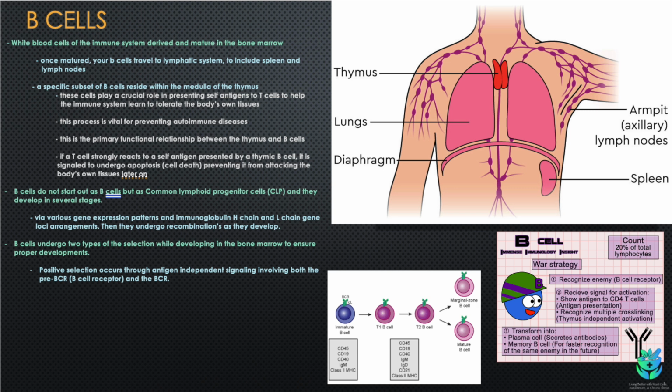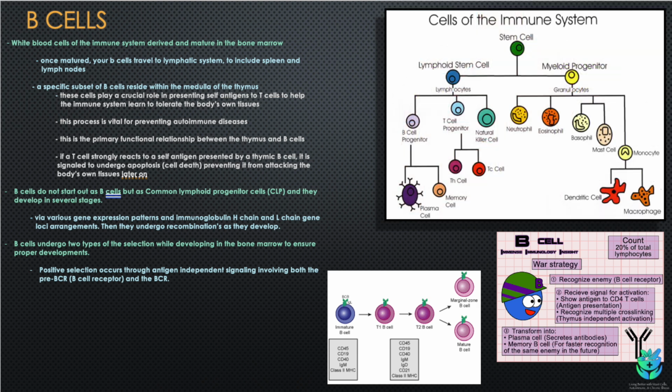This is the primary functional relationship between the thymus and B cells: to train your T cells. If a T cell strongly reacts to a self-antigen, or basically you, presented by a thymic B cell, it is signaled to undergo apoptosis, or cell death, preventing it from attacking the body's own tissue later on. So the thymus is the schoolhouse for the T cells, and the B cells help train them.